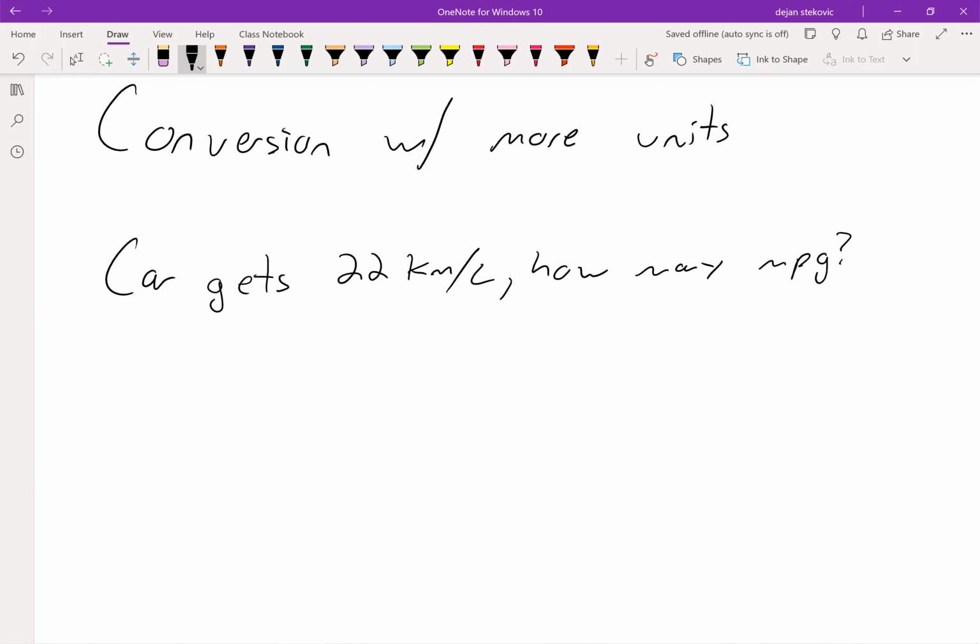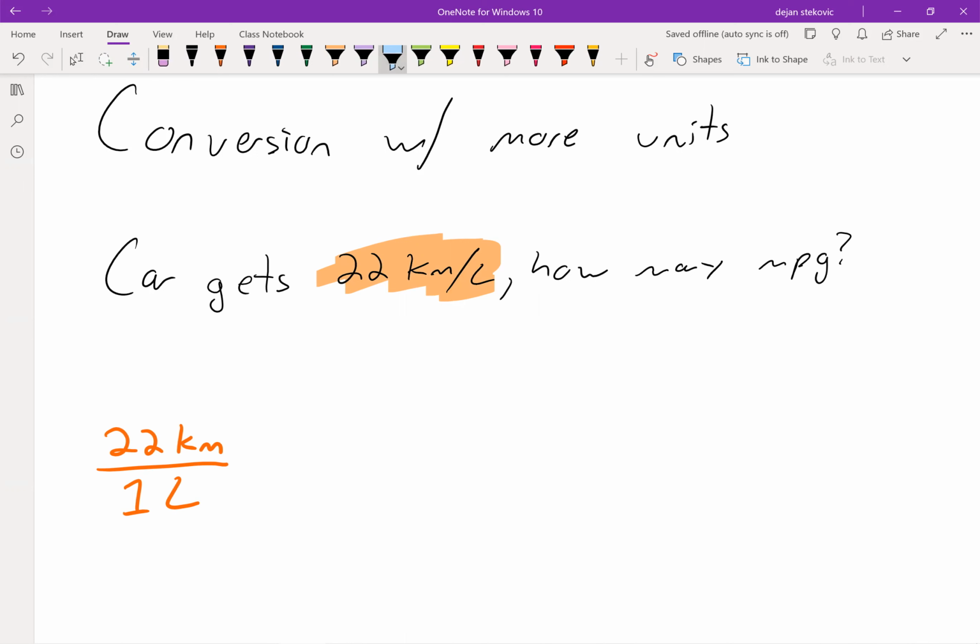So let's think about how we're going to do this. First of all, we're going to identify our given values. And in this case, we're given 22 kilometers per liter. So we can write that as 22 km, right? Because the number goes with the numerator. The 22 goes with the kilometers over liters. And in this case, it's just 1 liter. When there's not a number identified, it's equal to 1.